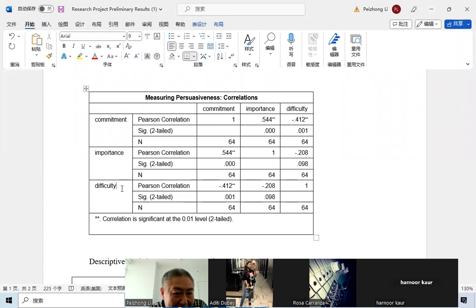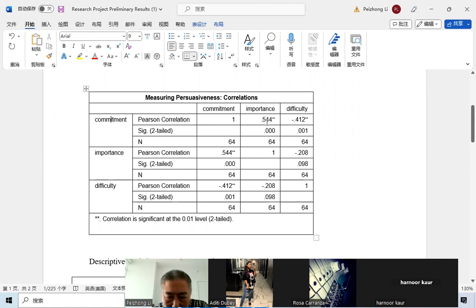So these are 3 items measuring the same construct, how persuasive your public service announcement message is. And if your message is really highly persuasive, people will have high commitment, high importance, and low difficulty. And is this the case? So we can see that commitment here, this is a good measurement.